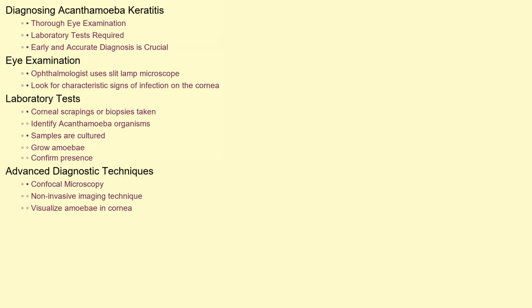These symptoms are often mistaken for other eye infections, which can delay diagnosis and treatment, making the condition even harder to manage. Diagnosing Acanthamoeba keratitis requires a thorough eye examination and specific laboratory tests. An ophthalmologist will examine the cornea using a slit lamp microscope to look for characteristic signs of infection. Corneal scrapings or biopsies are then taken to identify the Acanthamoeba organisms. These samples are cultured to grow the amoeba and confirm their presence. Confocal microscopy, a non-invasive imaging technique, can also be used to visualize the amoeba in the cornea. Early and accurate diagnosis is crucial for effective treatment.